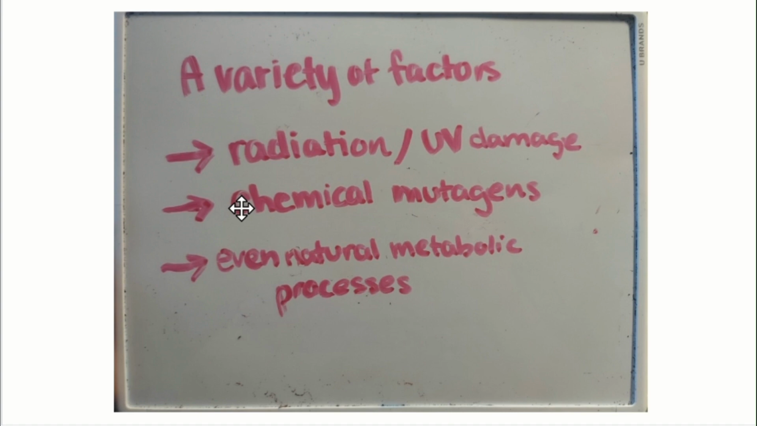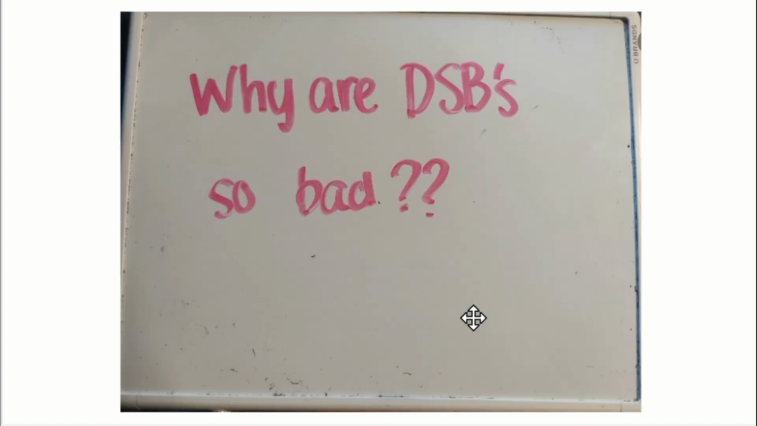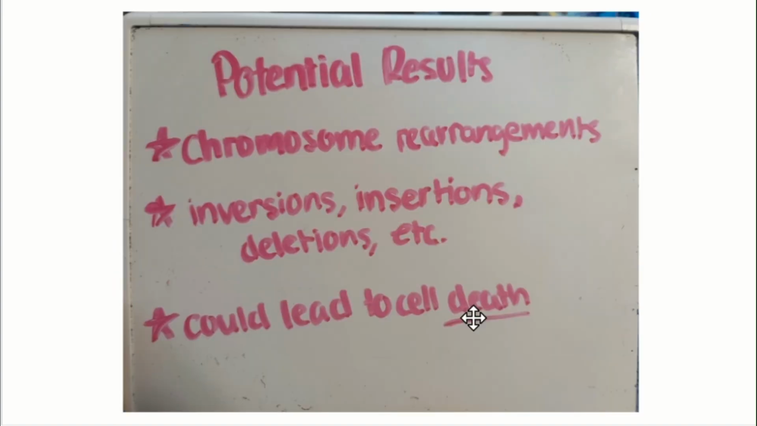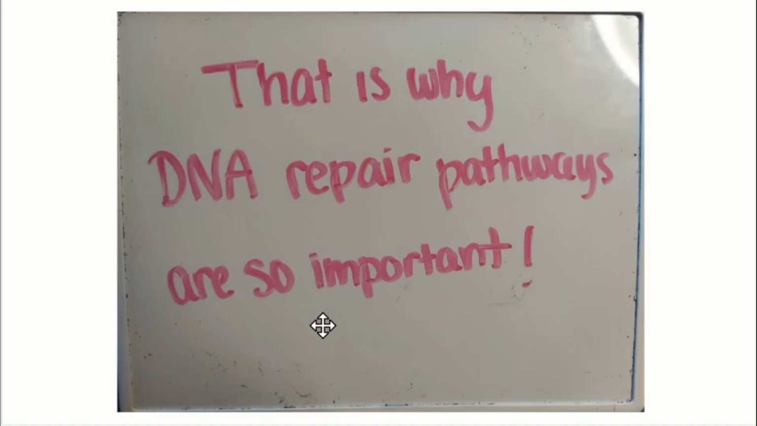So what causes these double-strand breaks? DSBs can be caused by a variety of factors, including radiation such as UV damage, chemical mutagens, and even natural metabolic processes. The question then is, why are double-strand breaks so bad? This is because they can result in lasting changes on the chromosomes, such as rearrangements and inversions, as well as insertions and deletions to the sequence, all of which can lead to harmful phenotypic effects. Without repair, these double-strand breaks can also lead to cell death. This is why the native DNA pathways that I will be outlining are so important.